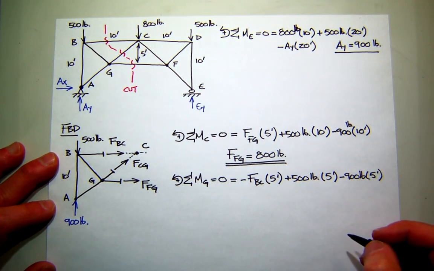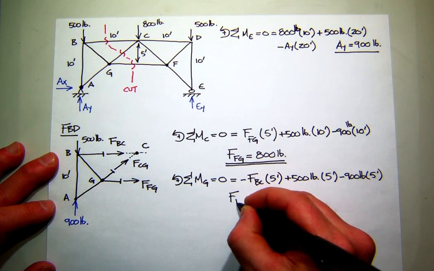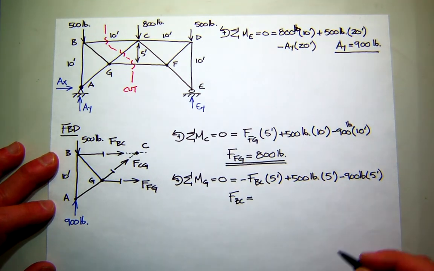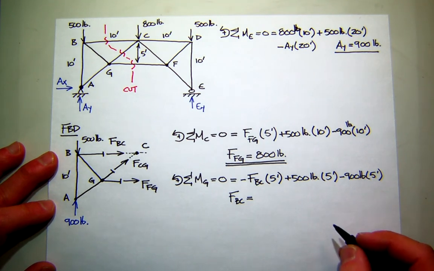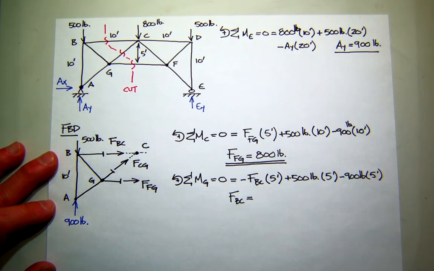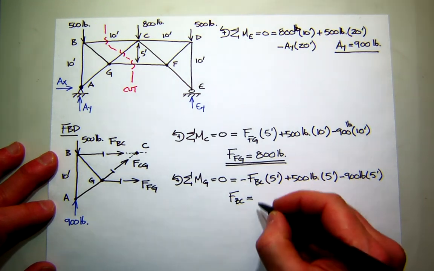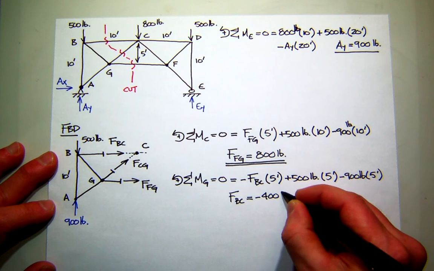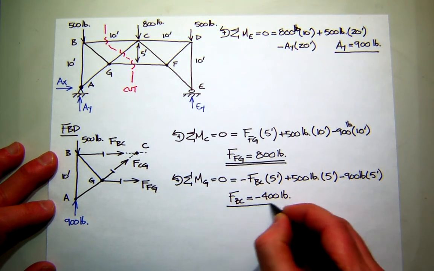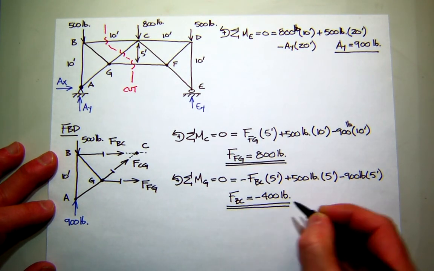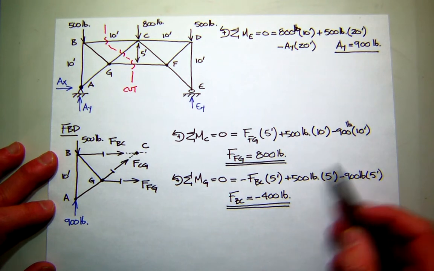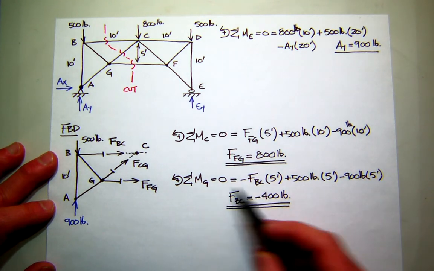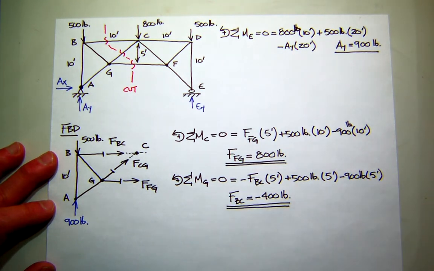That looks pretty similar. So what is the force in BC? It looks like it's going to be negative, right? And what is it? 400? 400 it is. So it should be negative 400. You can see they all have the same moment arm, so if you cancel it out, move BC to the other side of the equation, you just have 500 minus 900 minus 400.